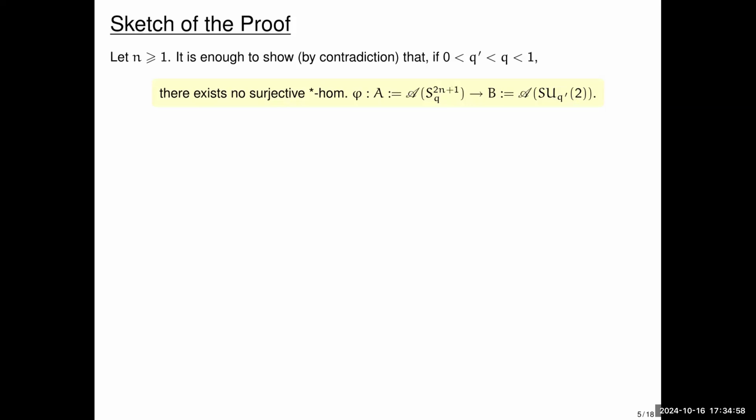if you have an isomorphism between the algebras of two spheres, you can use your quotient map to the algebra of SU_q'(2), and you get a surjective star homomorphism. So if this does not exist, the isomorphism does not exist. So this is what I want to show by contradiction. This thing that does not exist, I call it phi, and I want to show that there is no phi. Just to simplify the notation, A is the first algebra and B is the second. So A is the sphere with the q deformation parameter, B is SU_q'(2), with q prime as the deformation parameter.